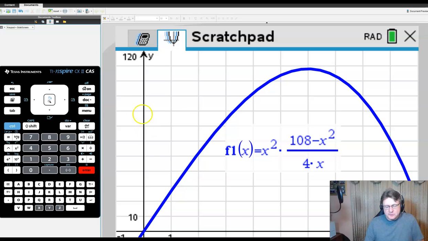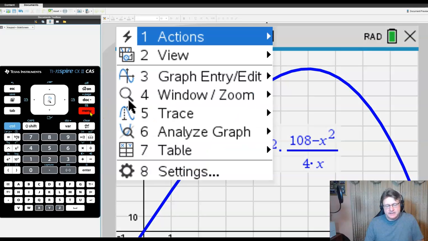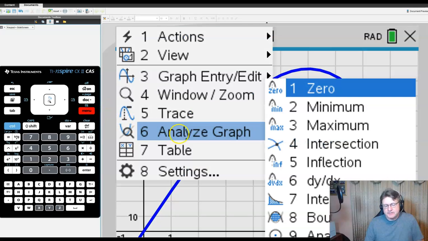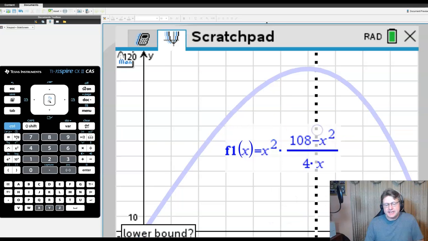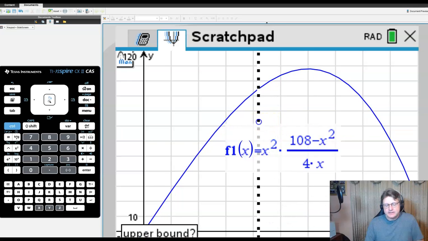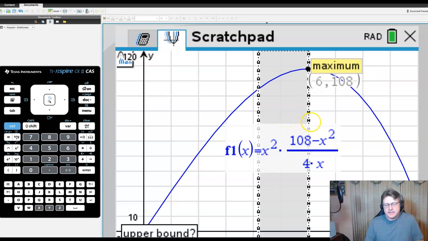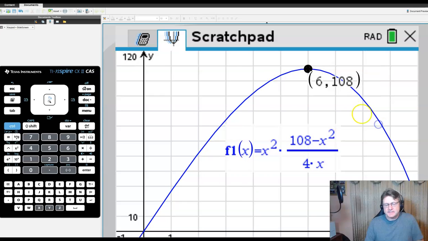And the really cool thing is we can go in and analyze this graph and find its maximum, and we could verify, does all this calculus that we do make sense? And boom, check it out, guys. The maximum is indeed 108 cubic inches whenever the x was 6.